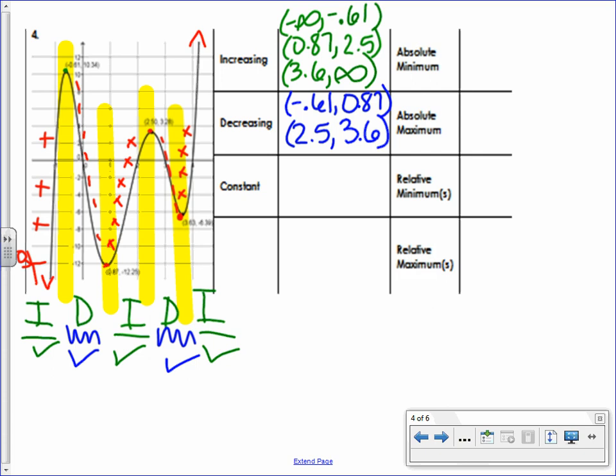Now this graph, is there ever a spot where it goes completely flat? Nope, no spot where it levels out. So there is no area that's constant.